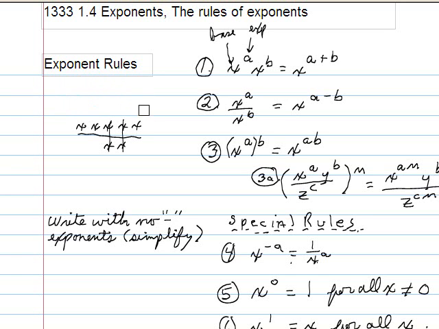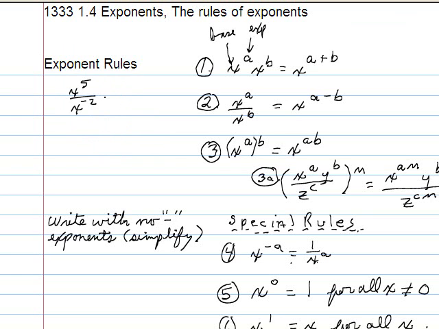Now, you still want to be able to think in terms of that rule, though, because what would happen if you had x to the 5 over x to the negative 2? You might be tempted to add those together and get x cubed, but according to the rule, you have to subtract them. So you get x to the 5 minus negative 2, and 5 minus negative 2 is actually 7. So it's easy to remember the rules by doing simple examples, but there's still some value in knowing the rules, or at least in figuring them out when you need them.